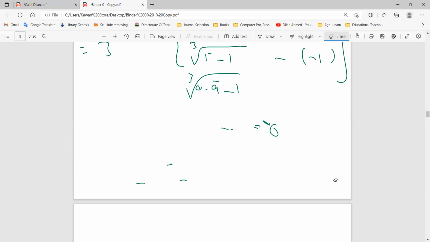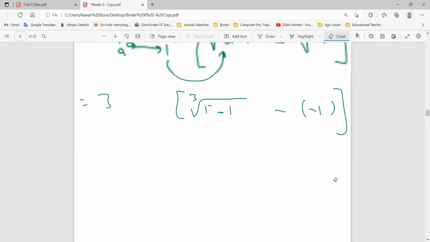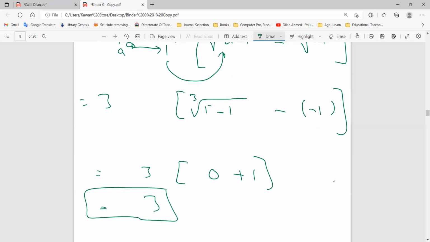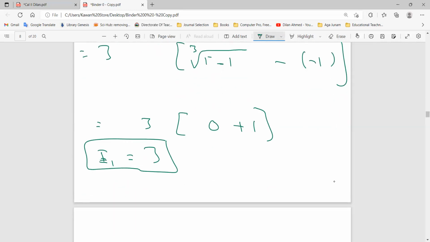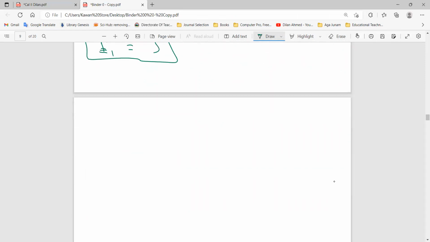So that's why our result will be 0 plus 1. Am I right? Here we are. So it will be what? It equals 3 multiplied by 0 minus 1, and I'll get 3. Do you have any problem? Did you understand? Hello? Did you understand? Good.